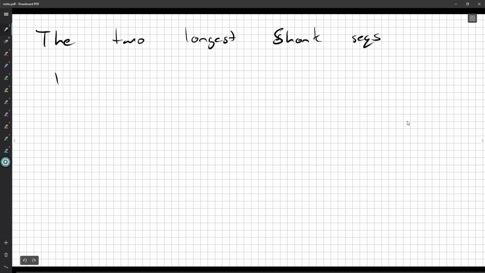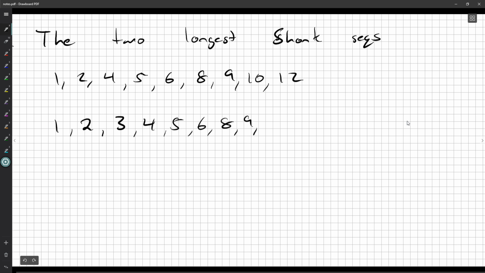The 2 longest sequences possible are 1, 2, skip out on the 3, 4, 5, 6, skip out on the 7, 8, 9, 10, no 11s, and a 12. And then you could also leave the 3 in and get rid of the 12. And these have, what, 2, 4, 6, 8, oh, 9 terms, because we lost 3 numbers.